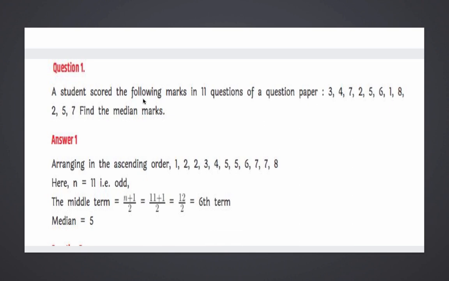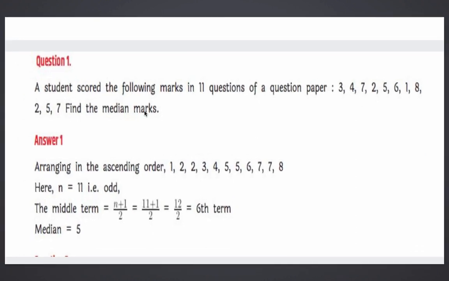A student scored marks in 11 questions of a question paper. These are the marks. Now see the data very carefully. Is it arranged in a particular order? No. So what are we supposed to do? The very first step after seeing the question is to arrange it, because whether the number of observations is odd or even, we need to arrange it in a particular order.